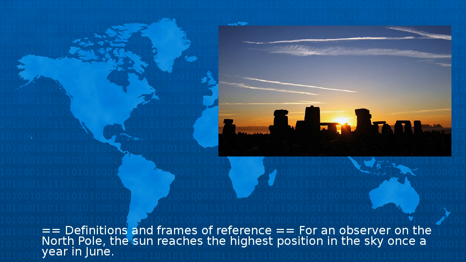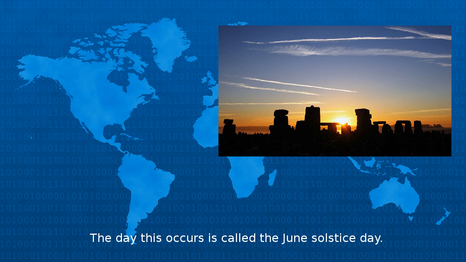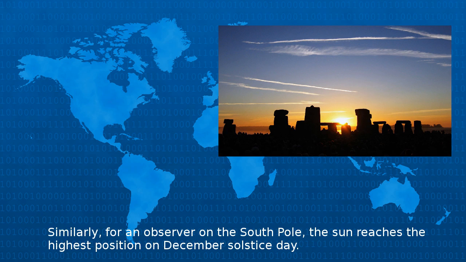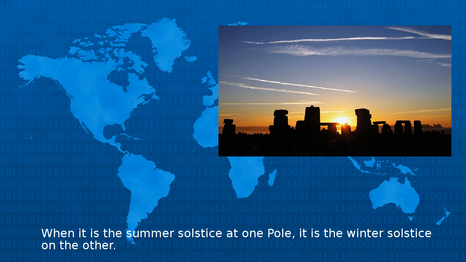Definitions and frames of reference. For an observer on the North Pole, the sun reaches the highest position in the sky once a year in June. The day this occurs is called the June solstice day. Similarly, for an observer on the South Pole, the sun reaches the highest position on December solstice day. When it is the summer solstice at one pole, it is the winter solstice on the other.